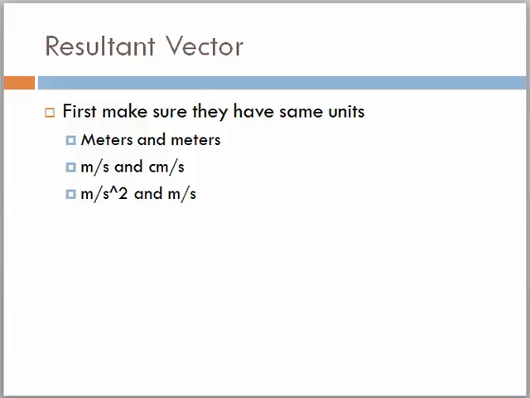Resultant vector. All right. We're going to start learning now what a resultant vector is. First, we want to make sure they have the same units. Meters and meters. Meters per second, centimeters, and centimeters per second. This second example here is an example of something that we could not put together with our vectors. Why? Because the units are not the same.